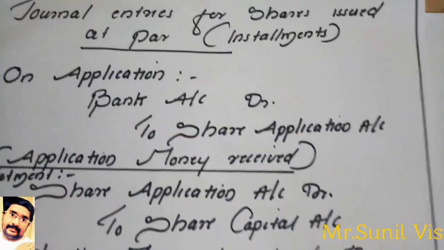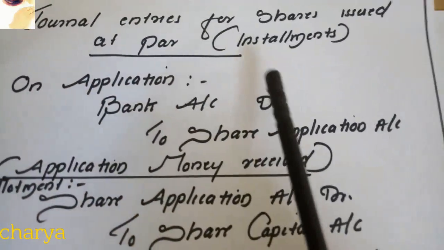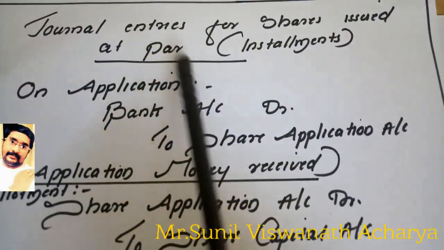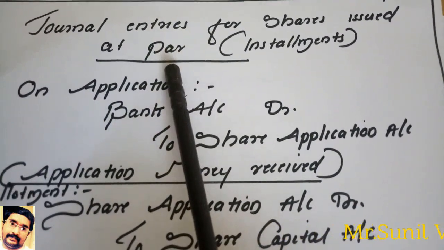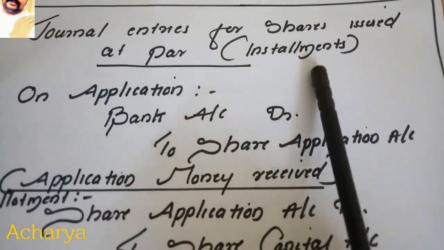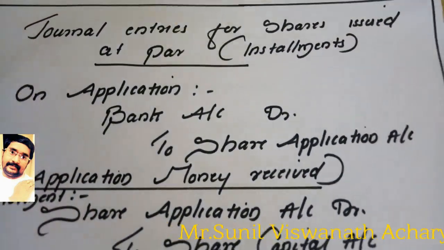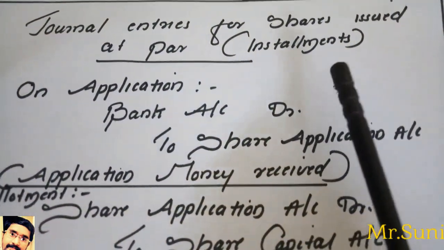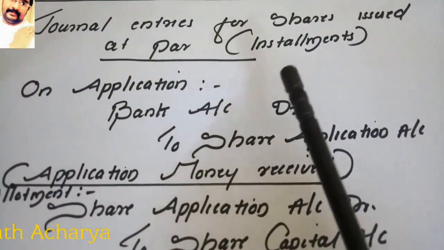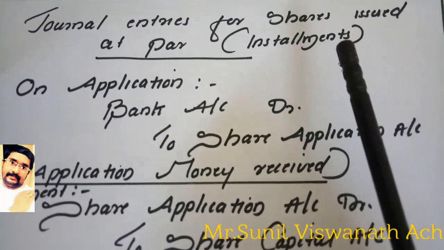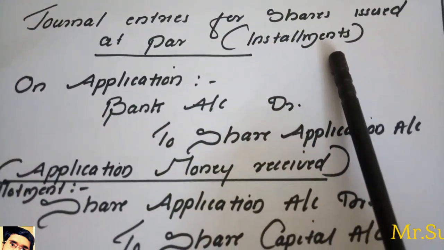Company can issue shares and collect the money in installments also. Here also, journal entries for shares issued at par. Issued at par means at face value we are issuing, but the money is collected in installments. Example: suppose the company issues 1000 shares at the rate of rupees 10. This 10 rupees they can collect in installments.